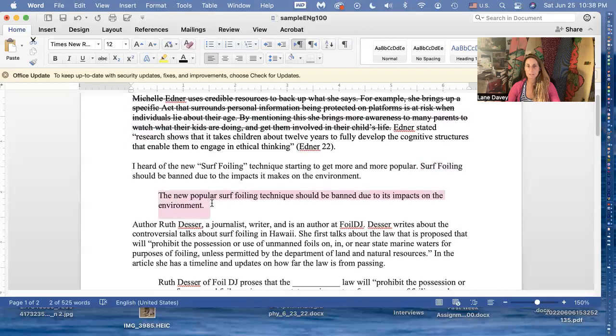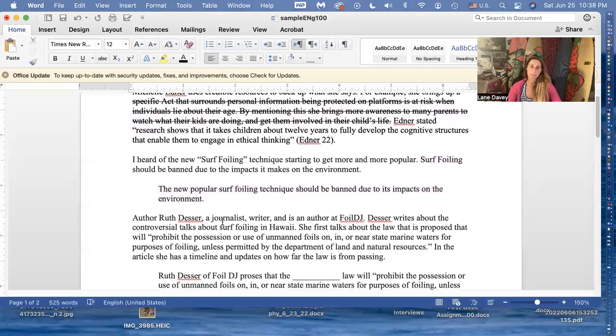So here's the sentence I made. Very simple, very easy. Says exactly the same thing. The new popular surf foiling technique should be banned due to its impacts on the environment. That's a good opening sentence. For your op-ed though, it should be a question. It should be a narrative. It should be a story. It should be something interesting. You're trying to hook your reader.